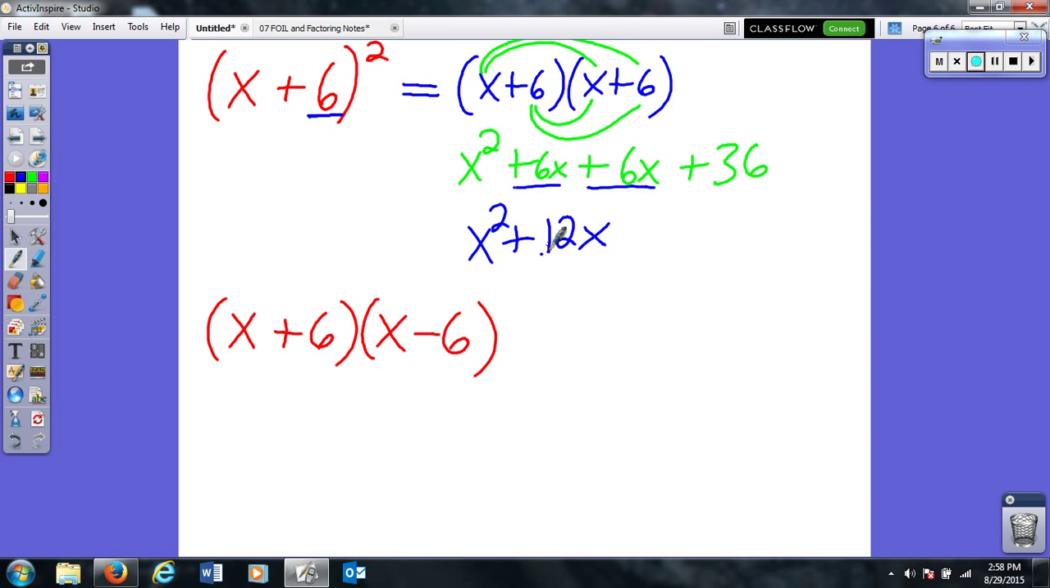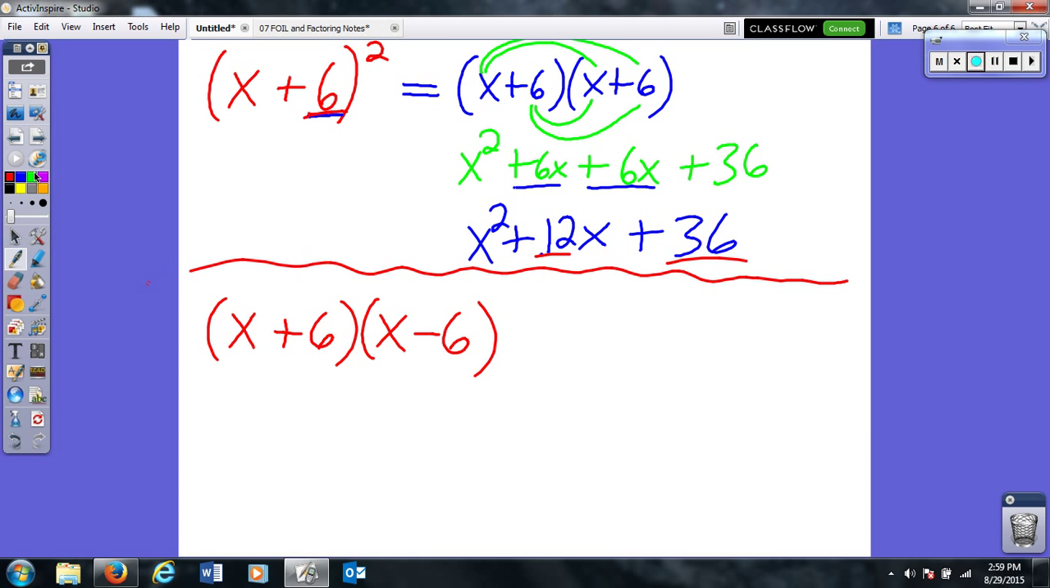X squared, as you might expect. And then the last number, 36. Well, again, since we're multiplying this binomial by itself, we're going to get a square number on the last one. We're going to get 6 squared, 6 times itself for the last one. So this is a special case, again, because this number in the middle ends up being 2 times the 6, and the last number ends up being 6 squared, that number squared.